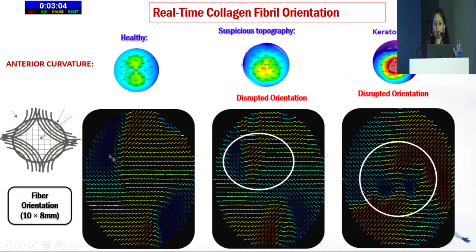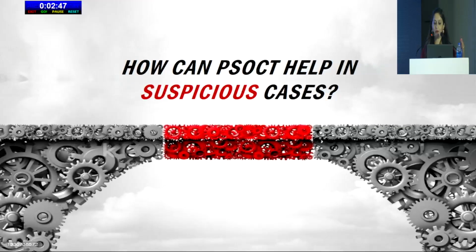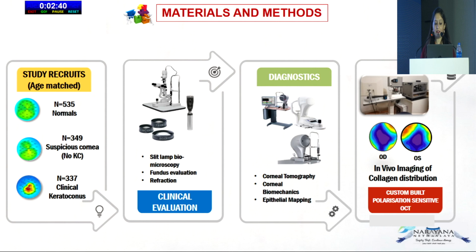We have also developed in this machine a way where you can also see the orientation. Ideally, it's perpendicular to each other, but whenever there is a suspicious topography of early forme fruste keratoconus or a keratoconus case, the perpendicular alignment of these collagen fibers starts getting distorted, and this can be studied. So in addition to density, you can also study the alignment of the collagen fibers. Now, how does PS-OCT help us in identifying the suspicious cases? We have designed the study with 535 normal patients, 349 suspicious cornea patients, and 337 clinical keratoconus patients.